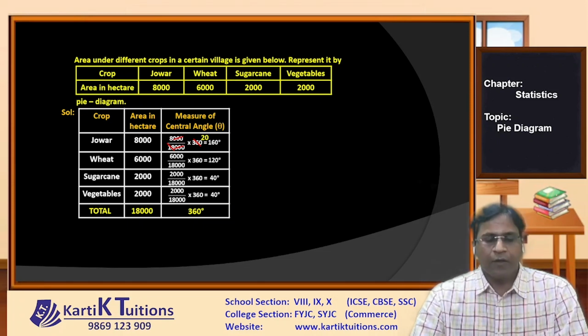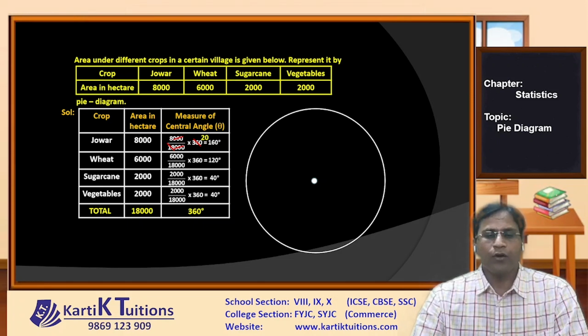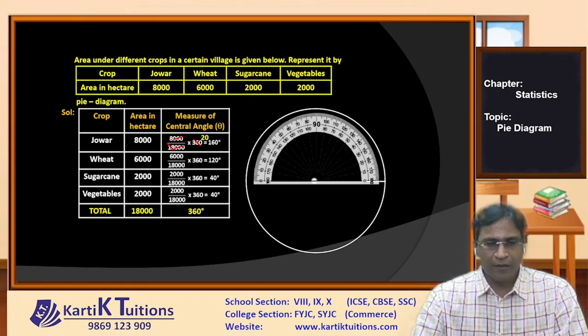Now, after that, below the table, you will draw the circle of radius 5 centimeter. Then you will draw the first radius. Now, this is your baseline. See, 160. So, for that, place the protector.